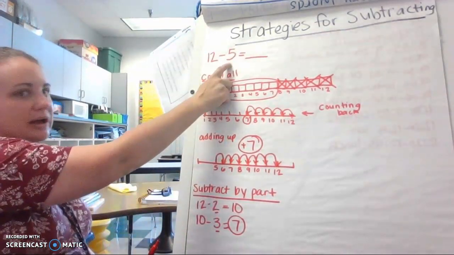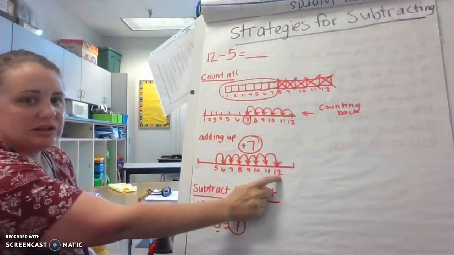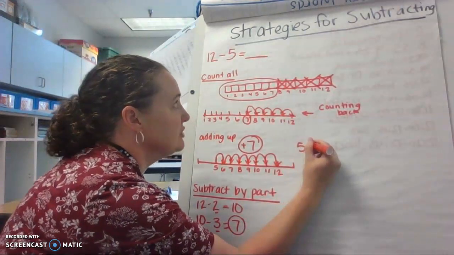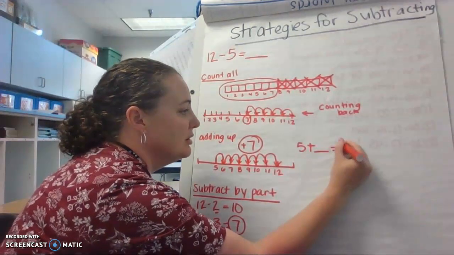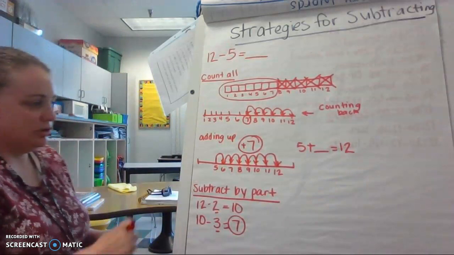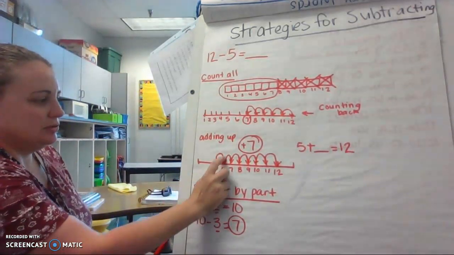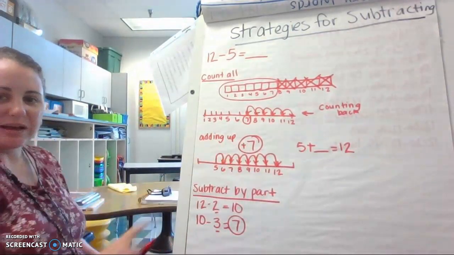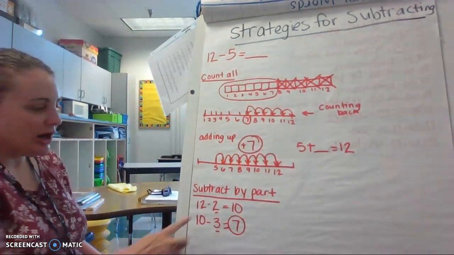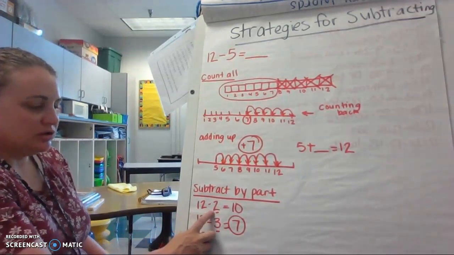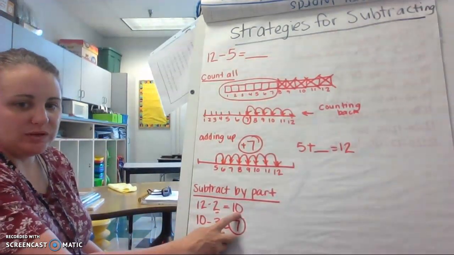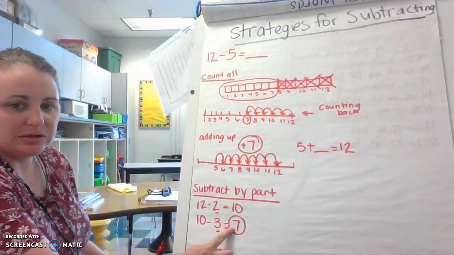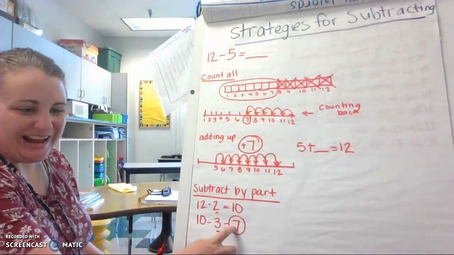Can add up. I'm going to start at 5 and I'm going to count up until I get to 12. So I changed this to an addition problem. I changed it to 5 plus something equals 12. And I counted up 1, 2, 3, 4, 5, 6, 7. 7's my answer again. Or I can subtract by part. 12 minus 2 equals 10. 10 minus 3 equals 7.